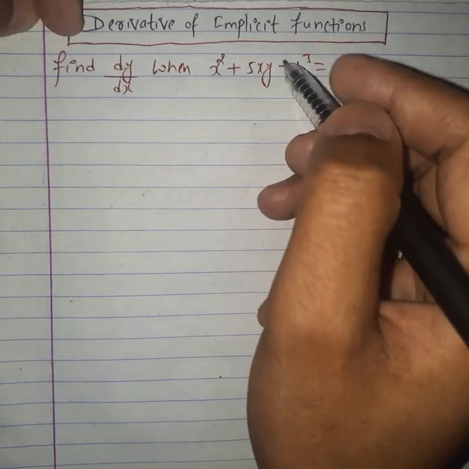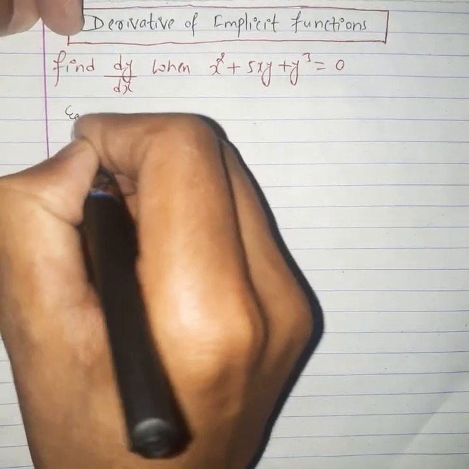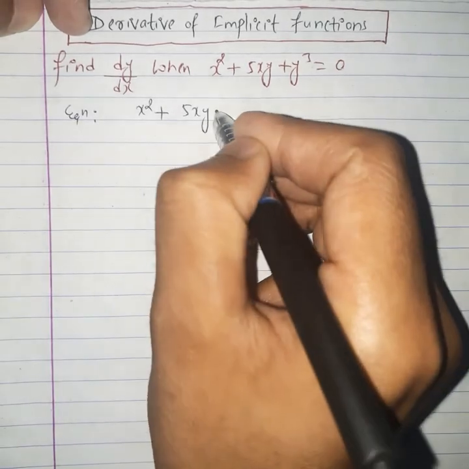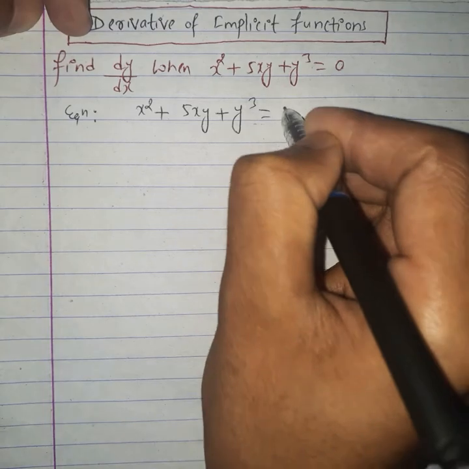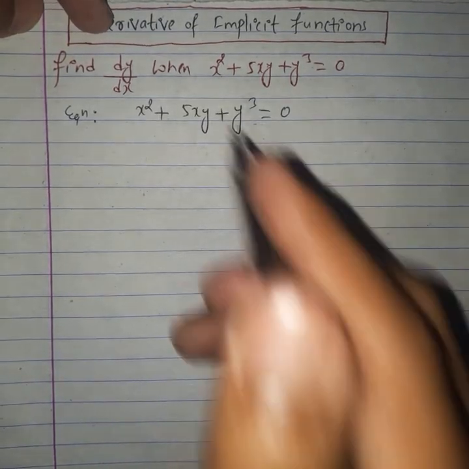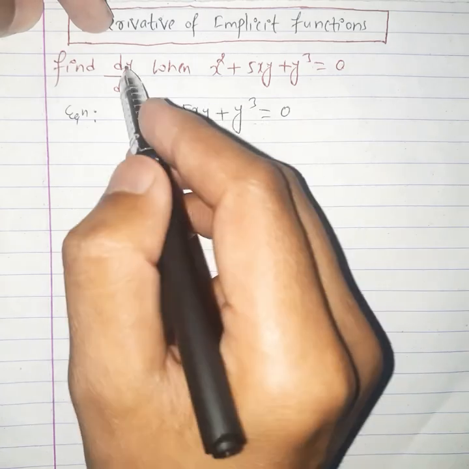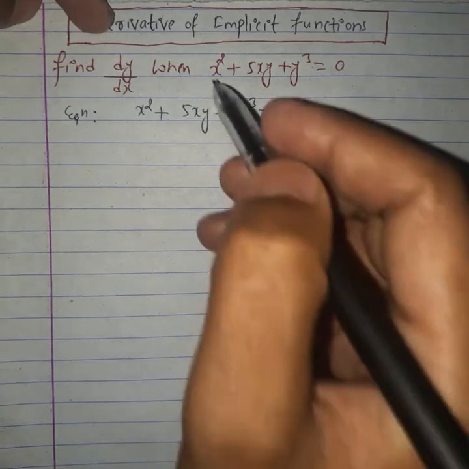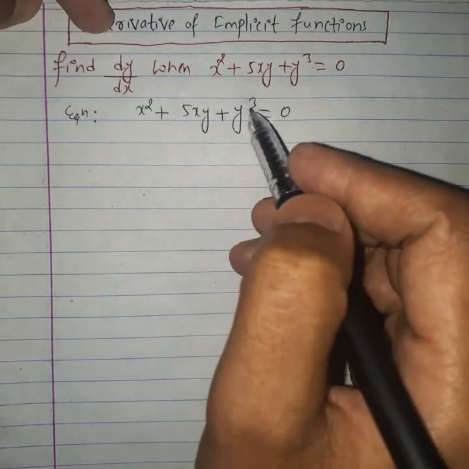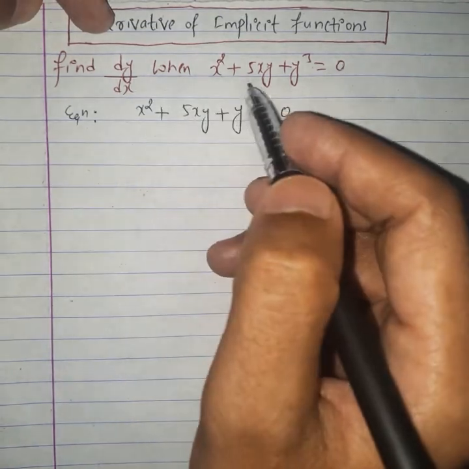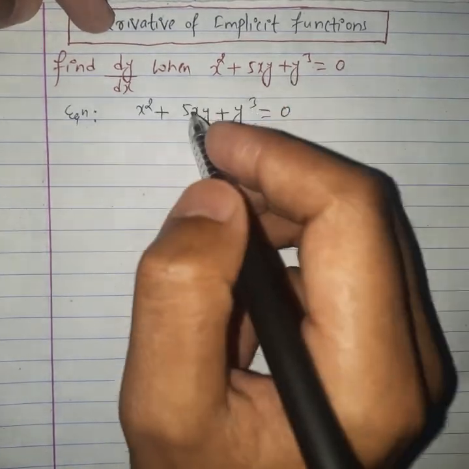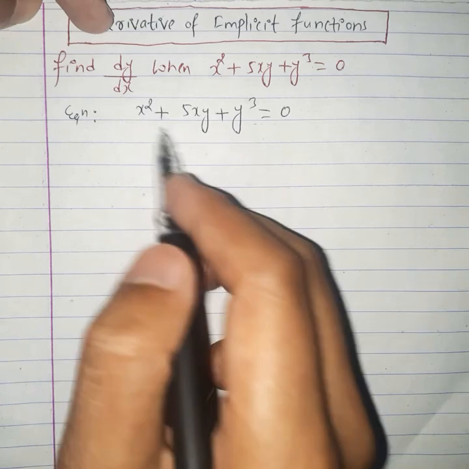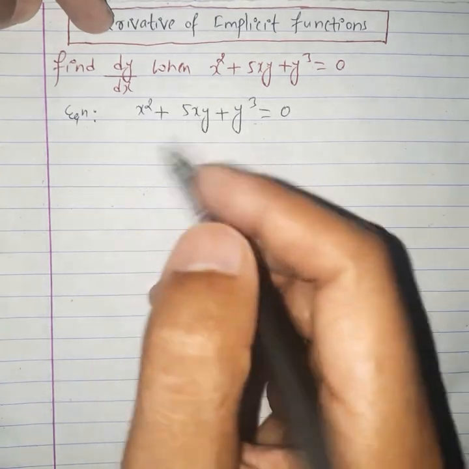Here the equation is: x square plus 5xy plus y cube is equal to 0. Let's calculate dy over dx without expressing y in terms of x. We can easily calculate it without expressing y in terms of x by using the implicit differentiation method. And the method is, the very first step is to differentiate this equation with respect to x.